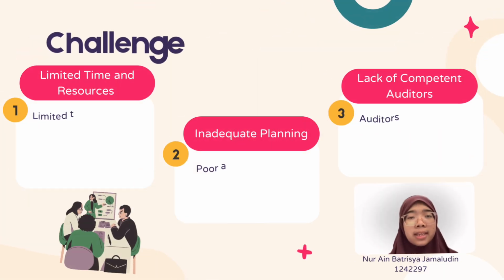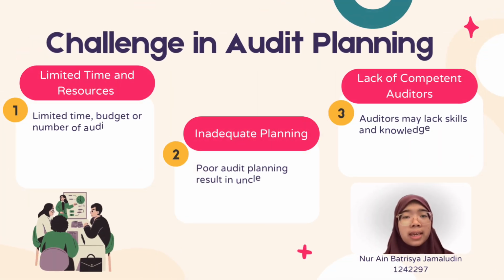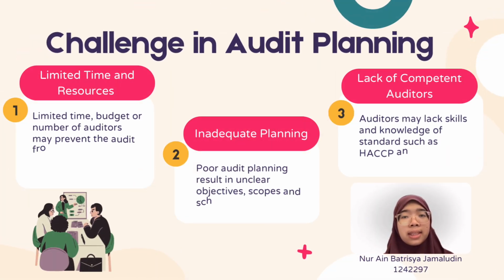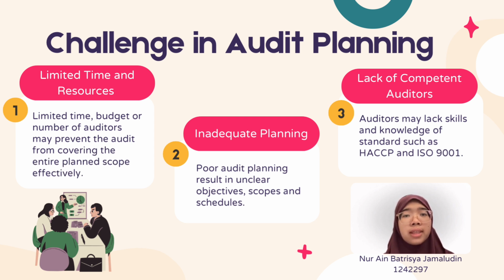Next, I will explain 3 common challenges in audit planning. The first challenge is limited time and resources. In many organizations, auditors have limited time, budget, or manpower to complete an audit. As a result, they may not be able to examine every process or department in detail, which can reduce the overall effectiveness of the audit. Therefore, proper scheduling and resource allocation are essential to ensure that high-risk areas receive adequate attention.